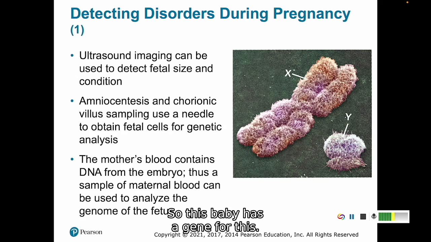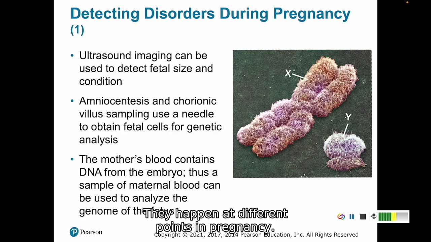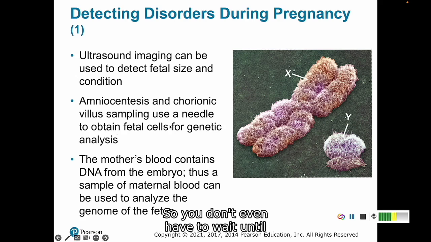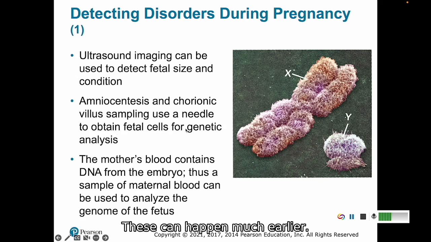So this baby has a gene for this. You also know this baby is a boy or a girl. And they happen at different points in pregnancy, so you don't even have to wait until you're 20 weeks pregnant for an ultrasound. These can happen much earlier.